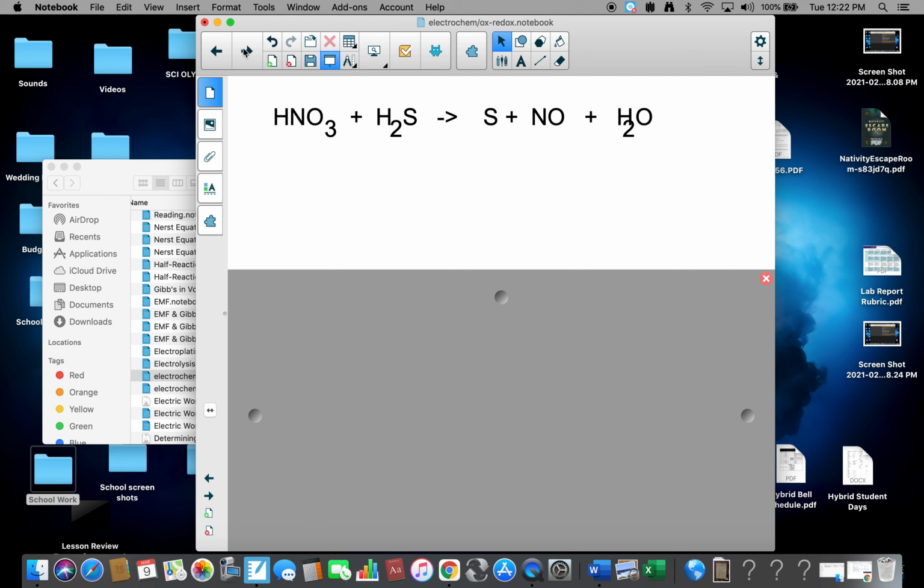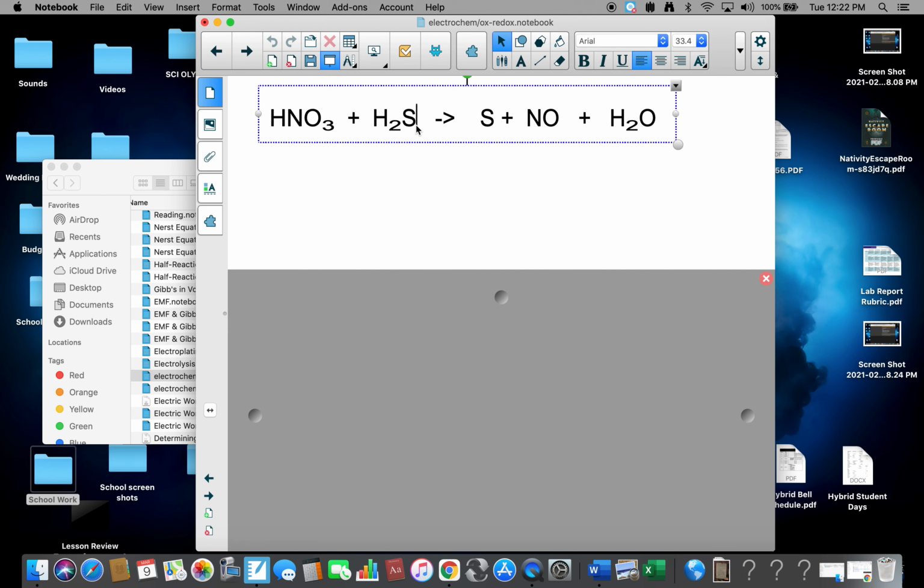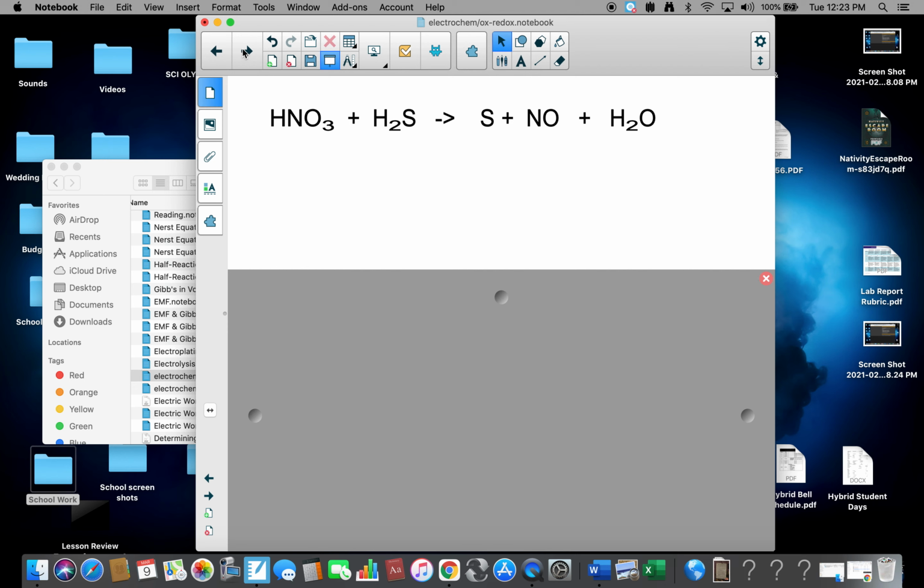All right, so let's look at a problem here. Nitric acid plus hydrosulfuric acid generates sulfur plus nitrogen monoxide plus water. You could do this one through the standard inspection method, but it may take a long time and be very difficult to get done. So let's do our process.